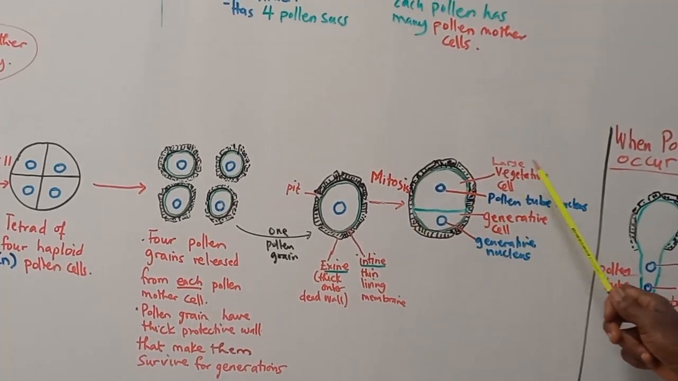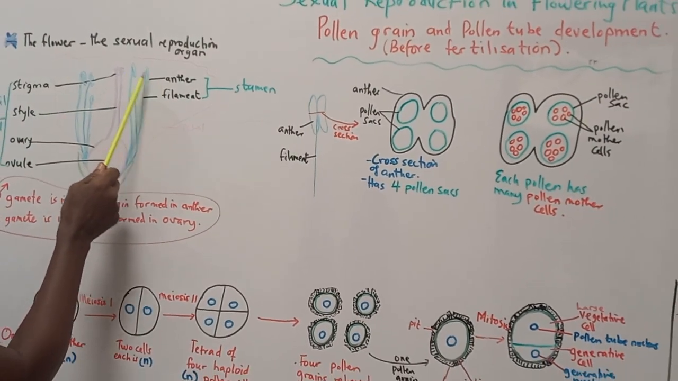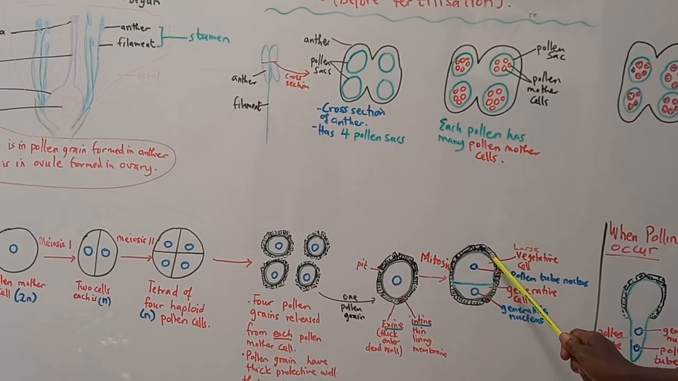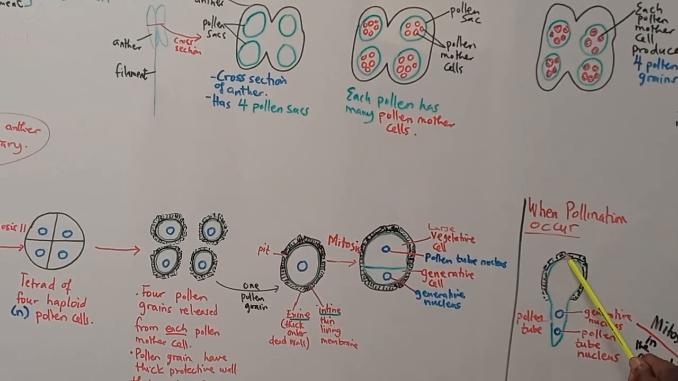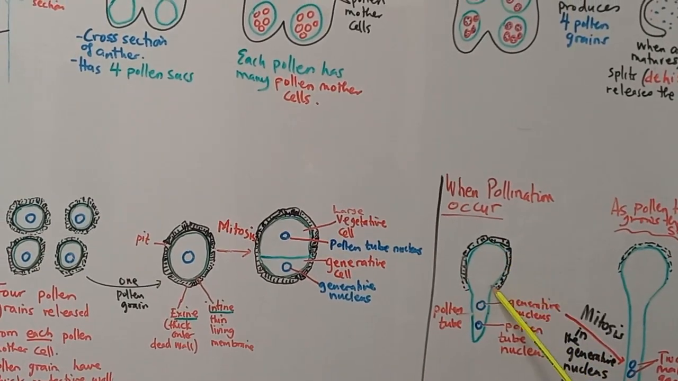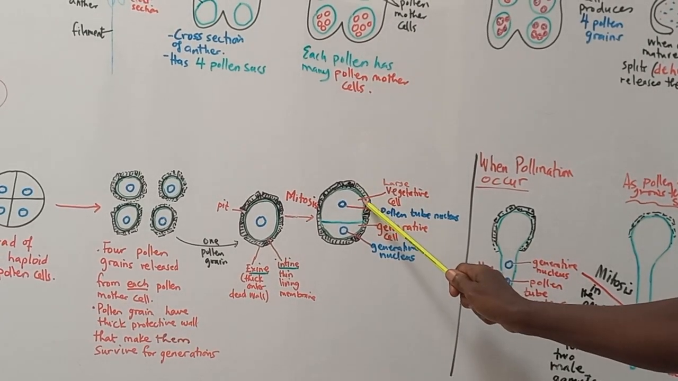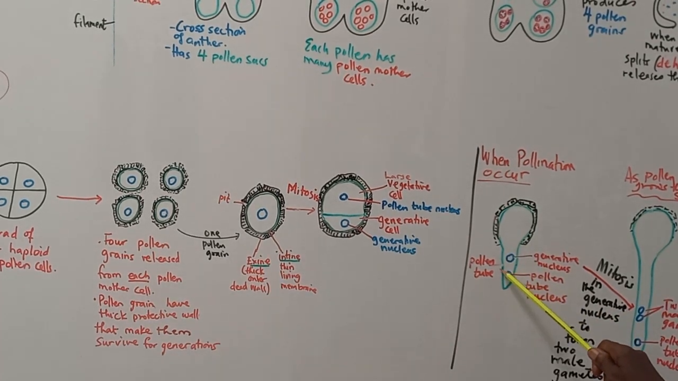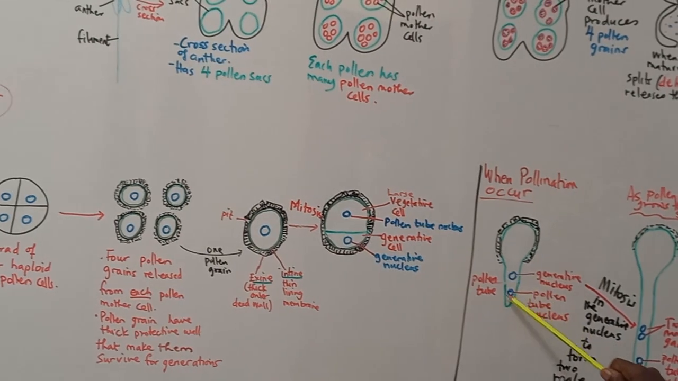But as soon as pollination occurs, pollen grains released from the anther fall onto the stigma, and that is pollination. As soon as pollination occurs, this pollen grain lands on a stigma and absorbs water and sucrose from the stigma, and the pollen grain starts to grow. In time it grows through a germ pore, and as it grows, the pollen tube nucleus is the one that enables it to grow a pollen tube.